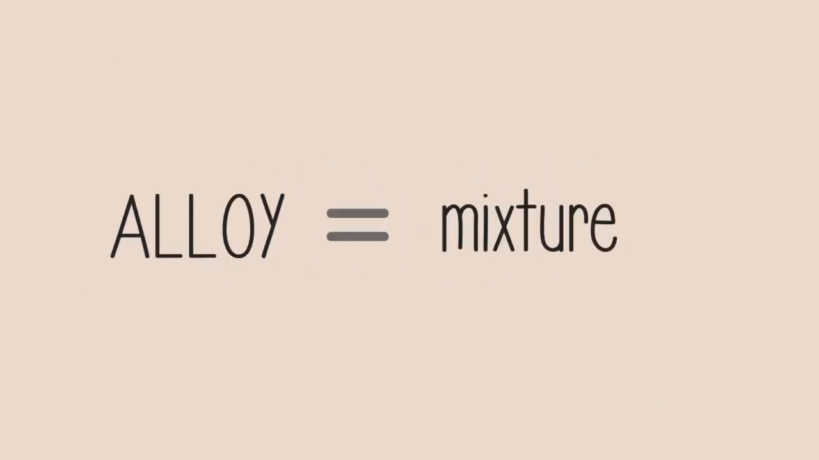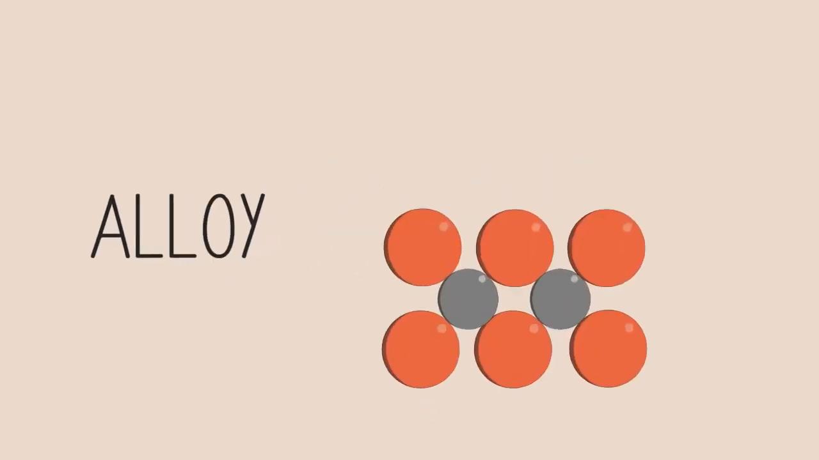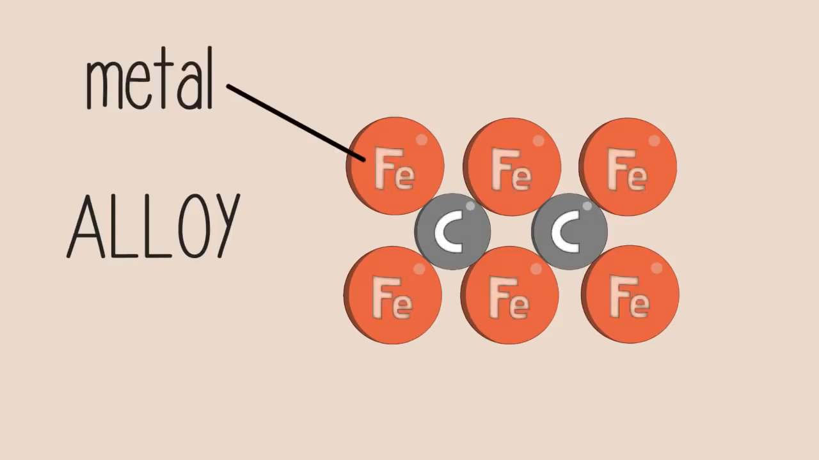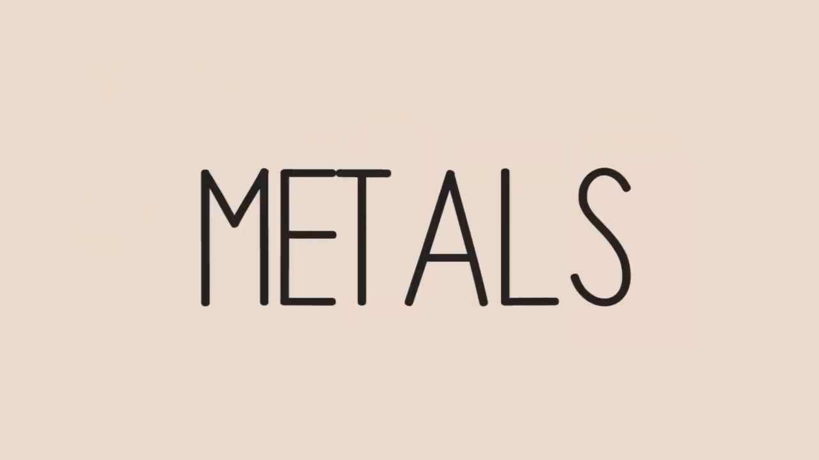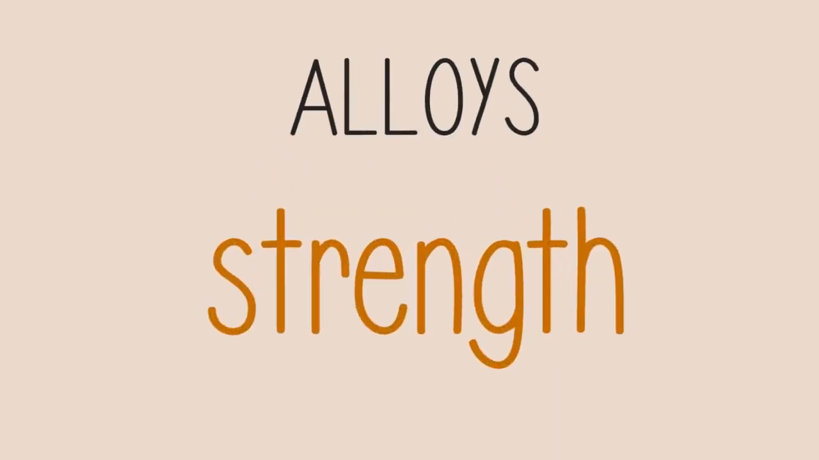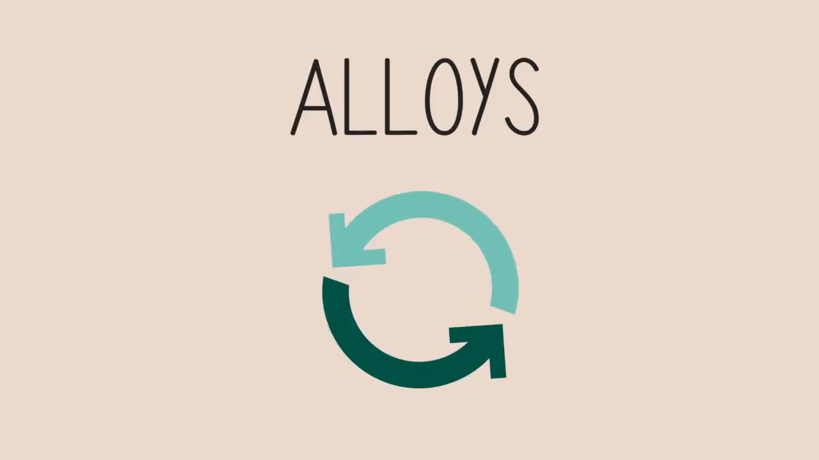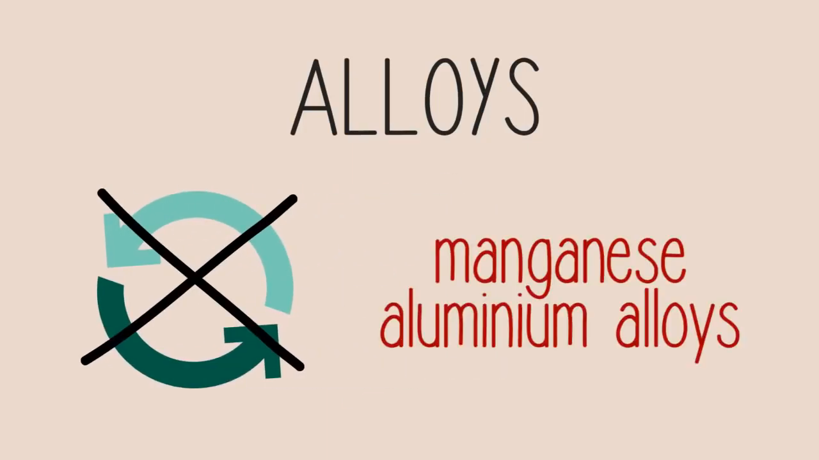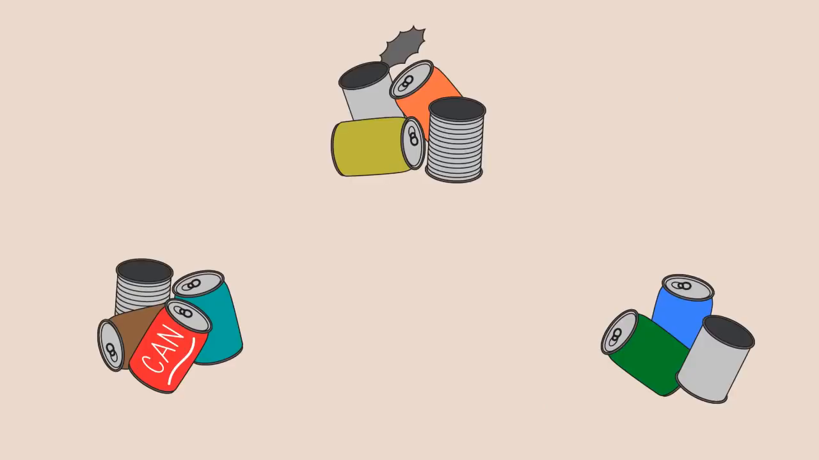An alloy is a mixture of two or more elements, with at least one of the elements in the mixture as a metal. Many metal products are made into alloys for increased strength and other desirable properties, but not all alloys can be recycled, such as manganese aluminum alloys. Some alloys, which can be recycled, need to be molten and separated into their constituent metals, thereby making it a more energy-costly process.